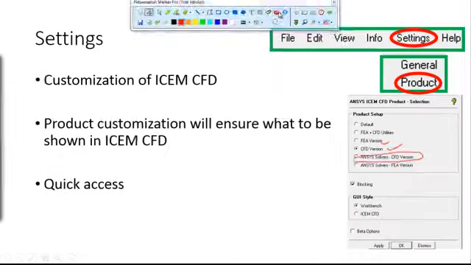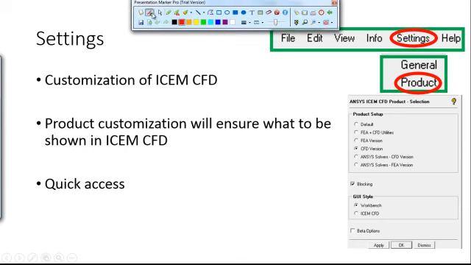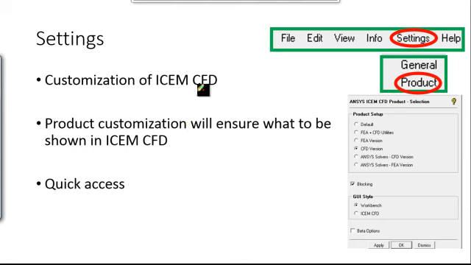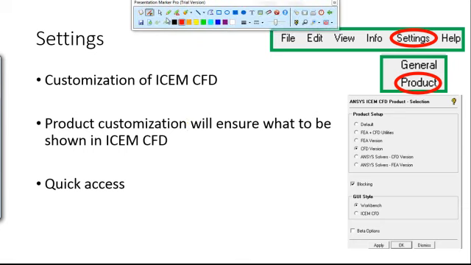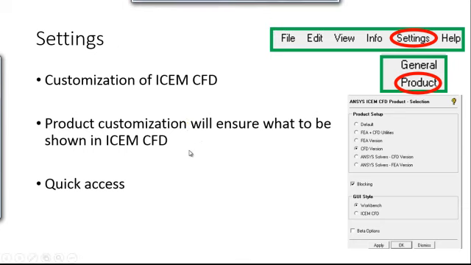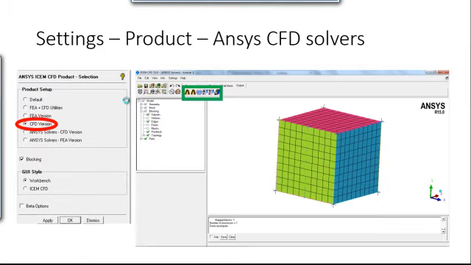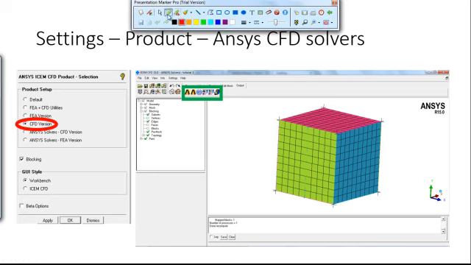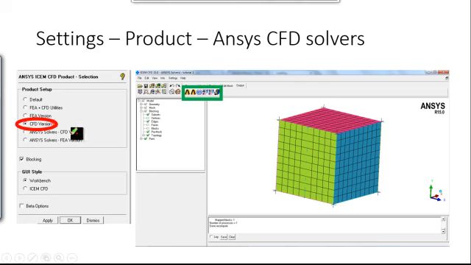So in this way you can speed up your meshing process and output to the solver in a very quick fashion. For example, here we have selected the CFD version. This one is the CFD version, Ansys CFD solvers. So you get the many options of the Ansys CFD solvers, like Fluent, CFX, and other solvers.